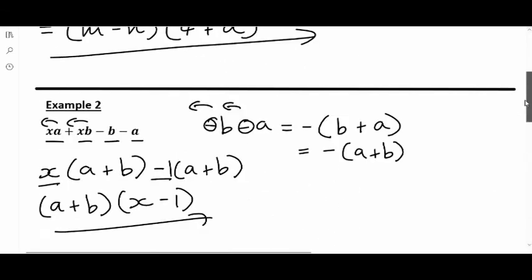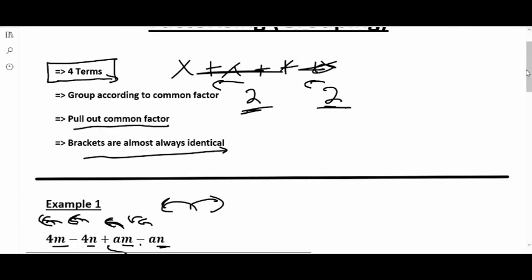Okay, grouping. Again, 4 terms, that's your giveaway. Group according to common factor. This is the step that usually involves the trial and error. Sometimes you'll get it right, sometimes you get it wrong. You just got to get a feel for it. Pull out the common factor. So take those 2 terms, pull out a common factor out of one of them, pull out a common factor of the second one, and try and match the brackets.